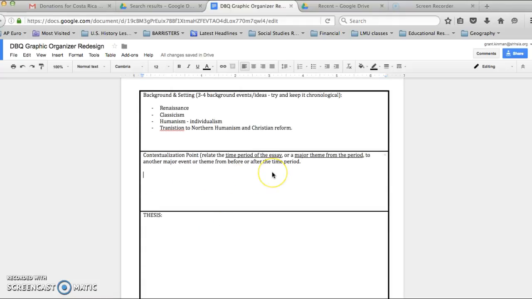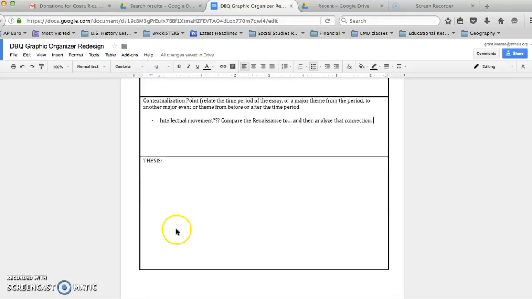Contextualization point. We're going to try to get this in our intro paragraph this time. You're going to relate this period of the essay to a major theme from another period. So, for instance, anytime there was a major intellectual movement in history, you could relate it there and get the points. So, try to think of an example to compare the Renaissance to, and then analyze that connection. So that's still in our first paragraph, and then we're going to go into our thesis.